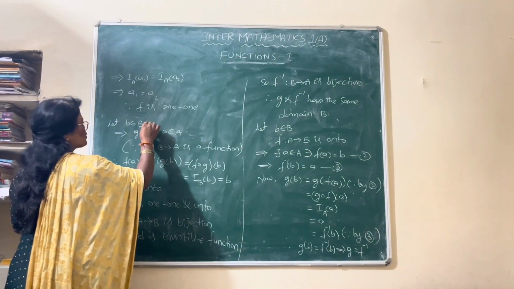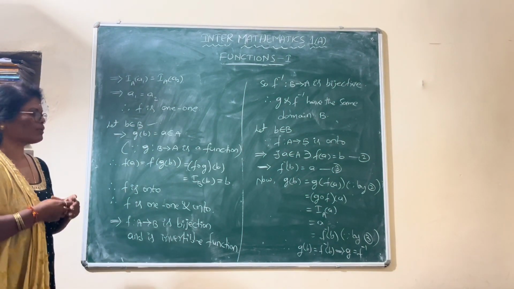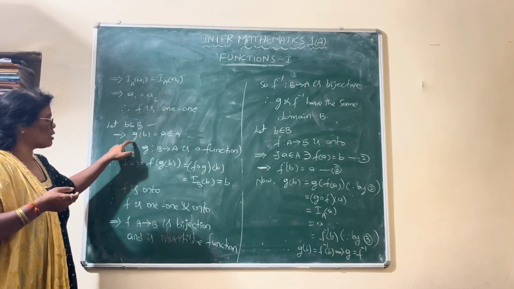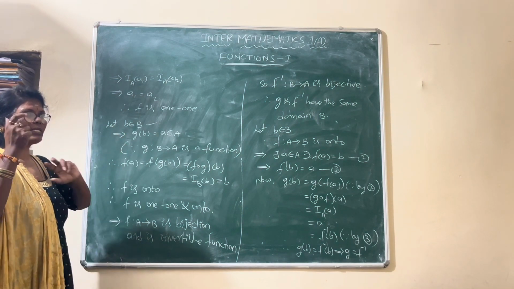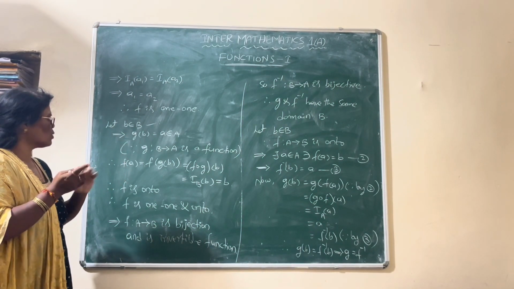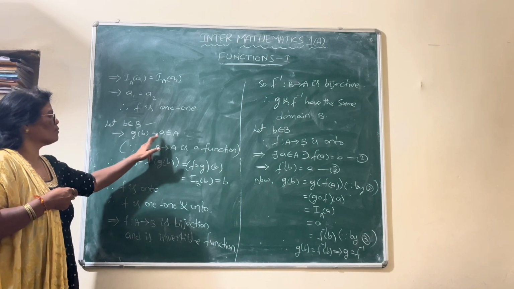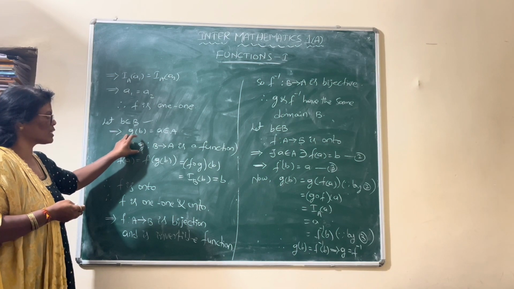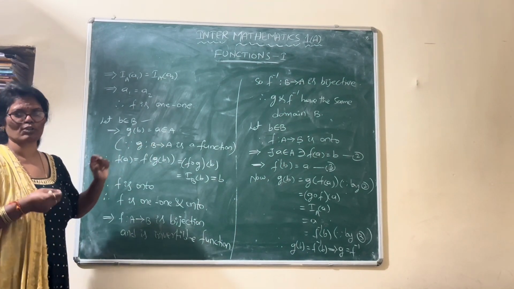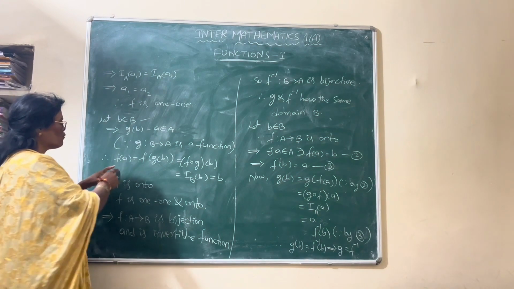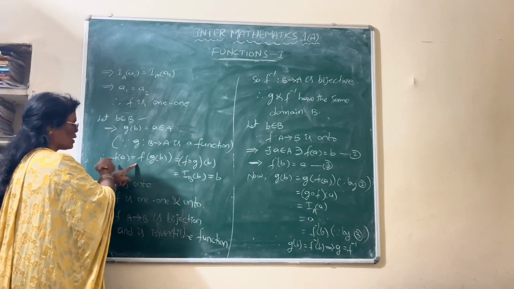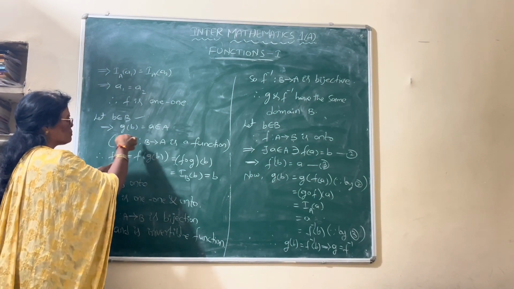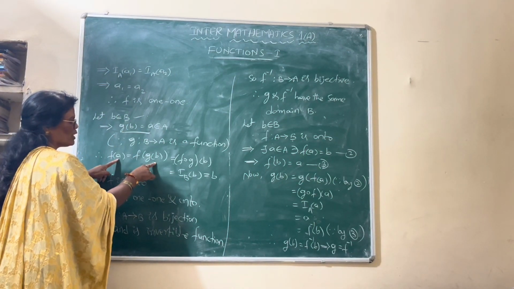By the definition of onto, let any one element in B be taken. By the definition of onto, every element in the codomain has a pre-image. So g of b is equal to a, where a is an element in capital A. That means g is a function from B to A. Now I am considering f of a, which is equal to f of g of b, writing g of b instead of a.